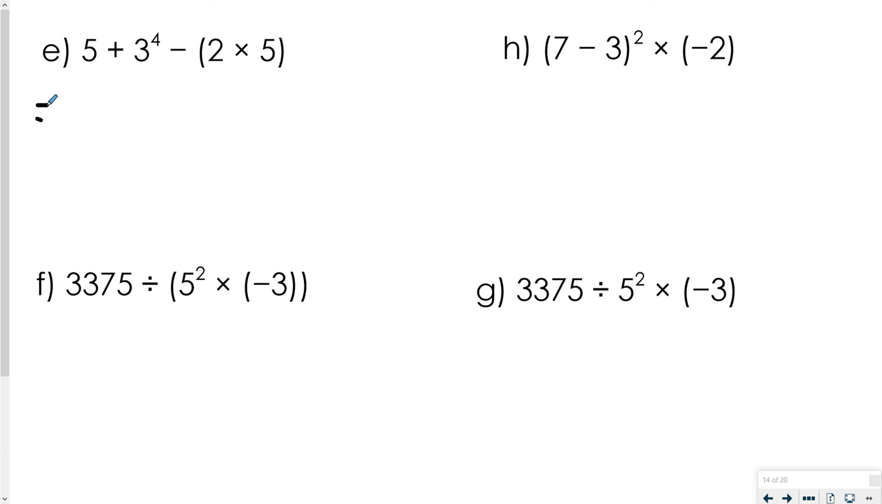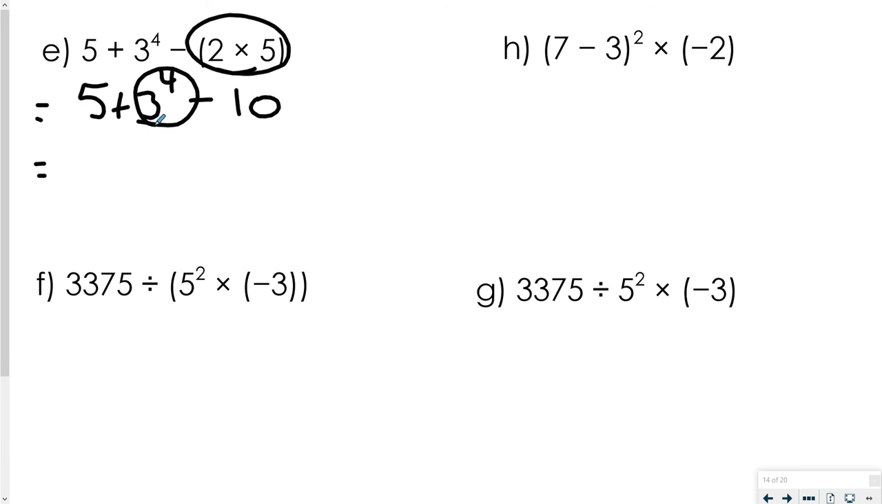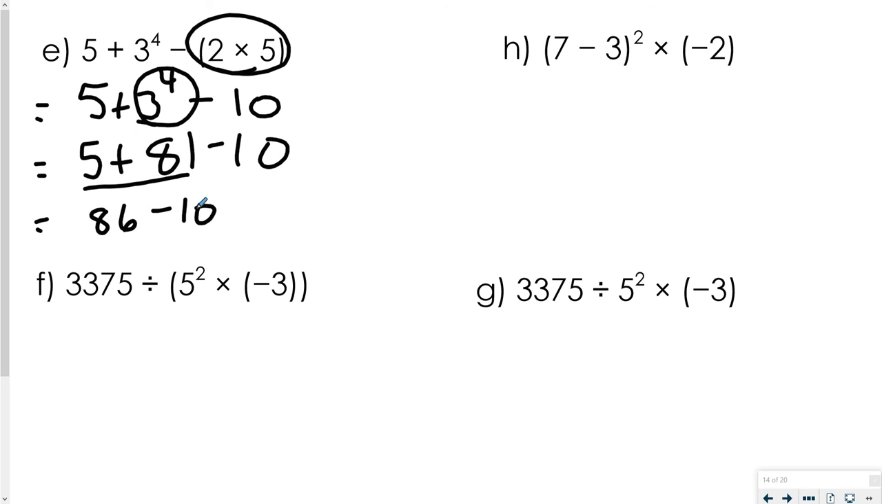So here, I'm going to do my brackets first. 5 plus 3 to the 4th minus 10. Then I'm going to do my power. 5 plus 3 to the 4th. 3 times 3 is 9 times 9. So 81 minus 10. 86 minus 10. 76.